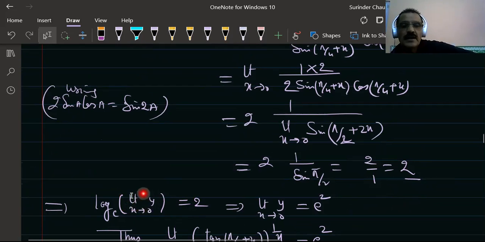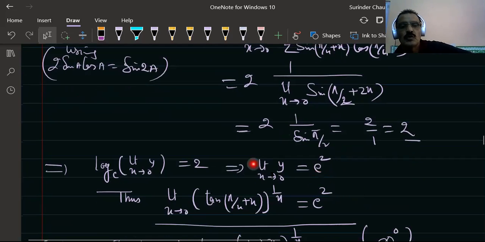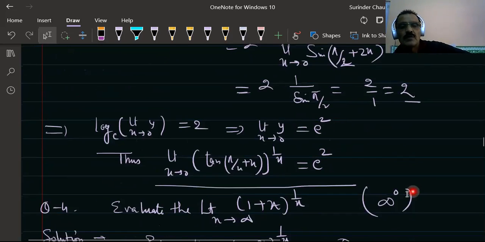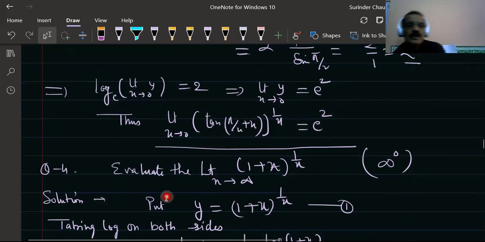Take the limit inside: limit x to 0 of log of y, with base e, is equal to 2. The exponent form is: limit x to 0 of y is equal to e squared, substituting the value. Now again the same question. Next question.